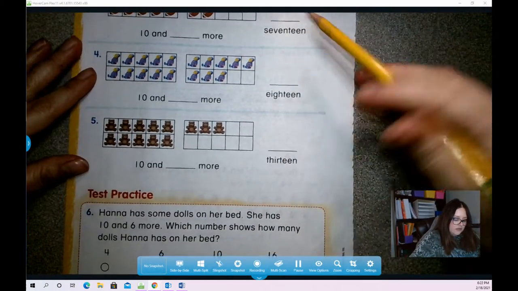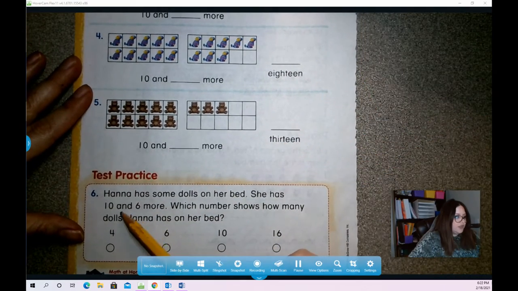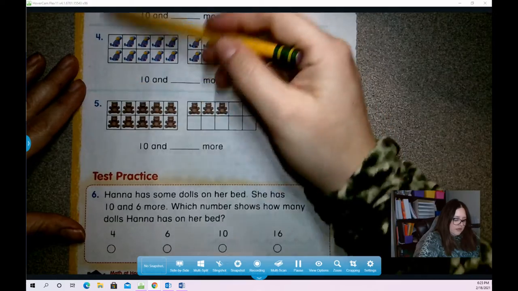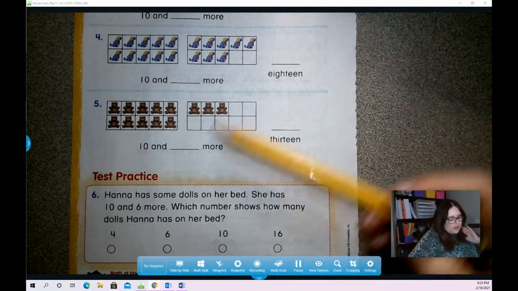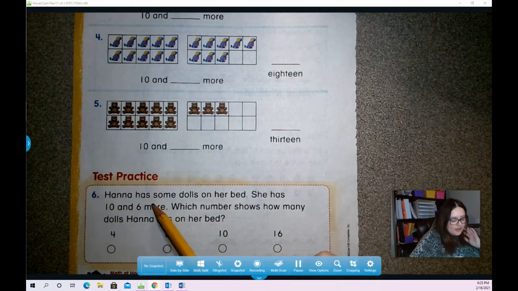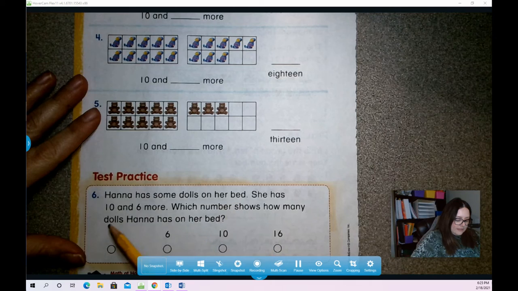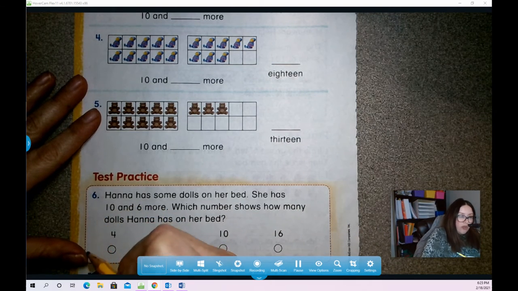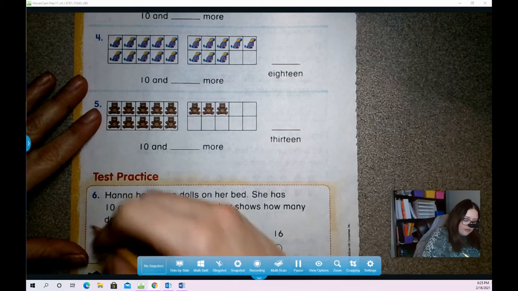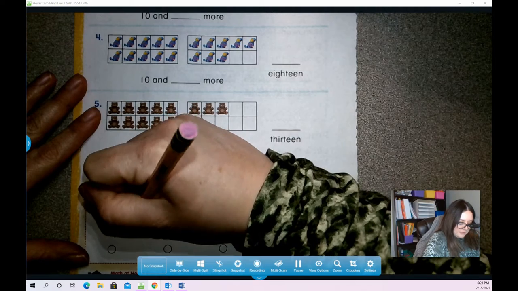You're going to do these on your own. I'm going to jump to number 6. So we're going to all jump to number 6, and then you can go back to the rest, okay? Number 6 says, Hannah has some dolls on her bed. She has 10 and 6 more. So remember, we always want to make the numbers stand out. She has 10 and 6 more.